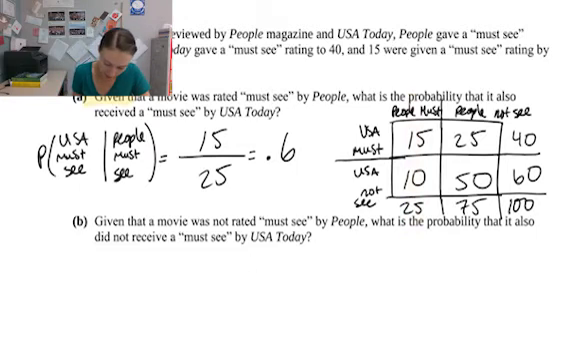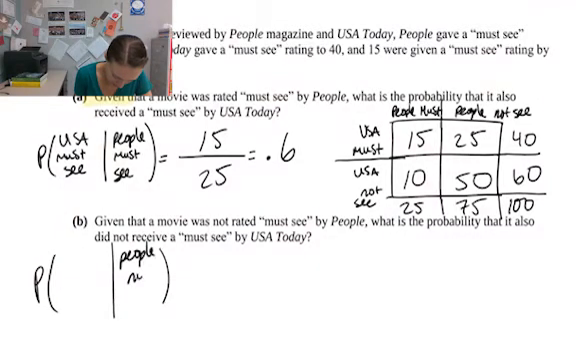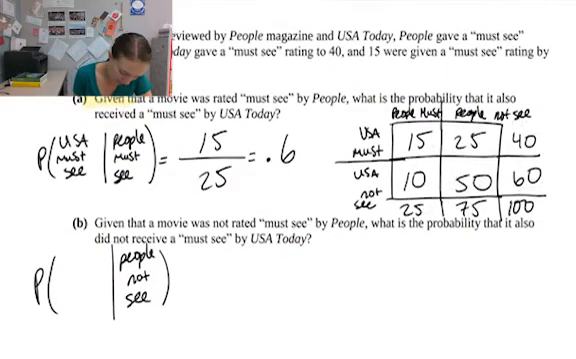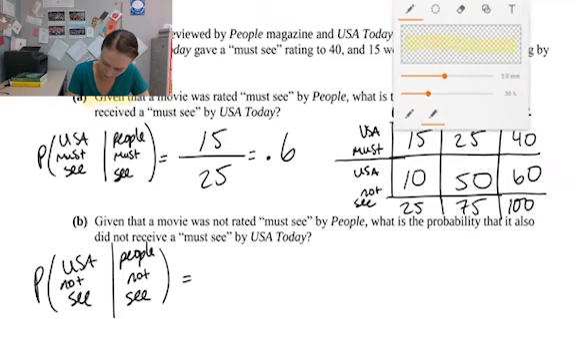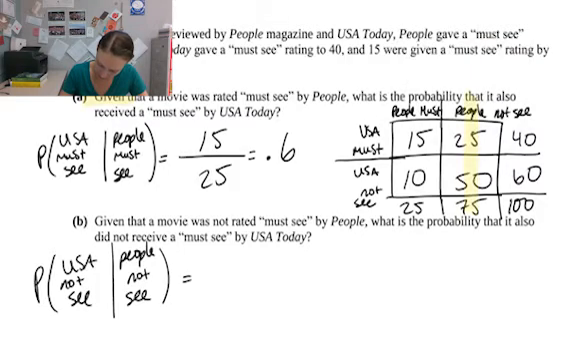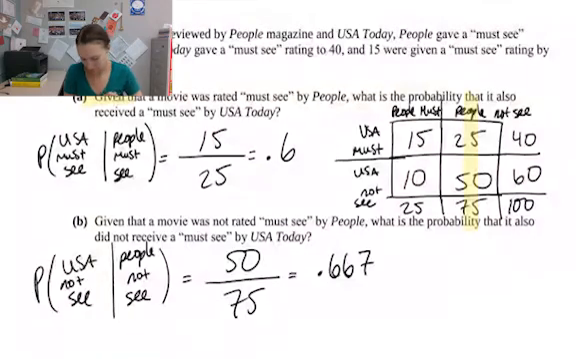All right, given that a movie was not rated must-see by People. So now, given that People said you didn't have to see it, what's the probability that it also did not receive a must-see by USA Today? So USA not see. So now my given condition was that People said it was a not see. And if the highlighting helps, I really would suggest using it. So get a highlighter or just use your hands to cover up the rest of the numbers so that you don't see them when you're doing these problems. So out of 75, USA said that you don't have to see 50 of them. So that's going to be 0.667.